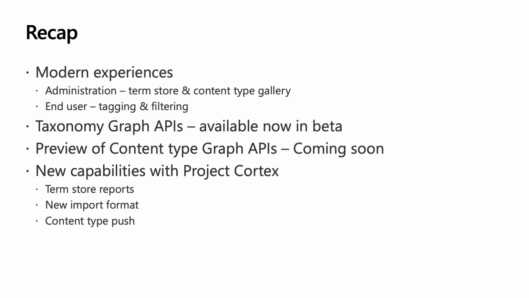The taxonomy graph APIs are already available in beta, and we'd love to hear your feedback. The content type graph APIs are coming soon. And finally, with Project Cortex, we'll be getting a slew of new features related to taxonomy and content types, specifically the new reports, the import format, and the ability to push content types that will make metadata management easier. All of this is driven by your feedback. So we'd love to hear your feedback and make sure that we keep building a product that serves your needs with the best experience.